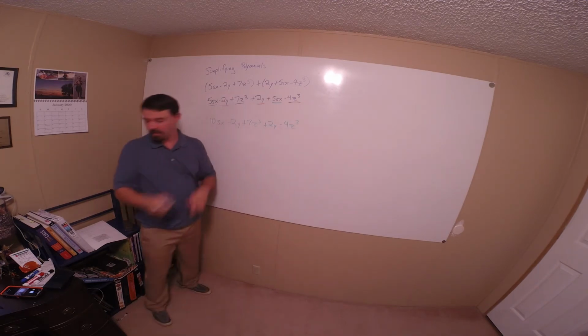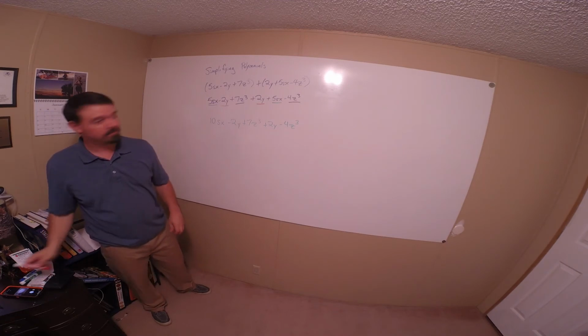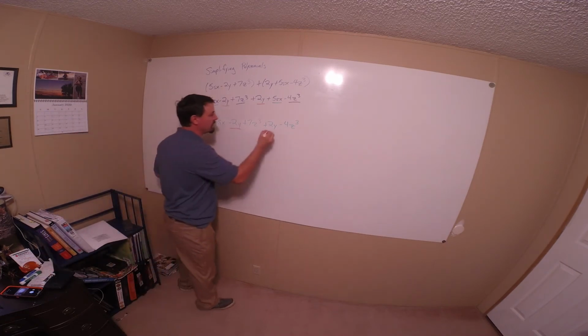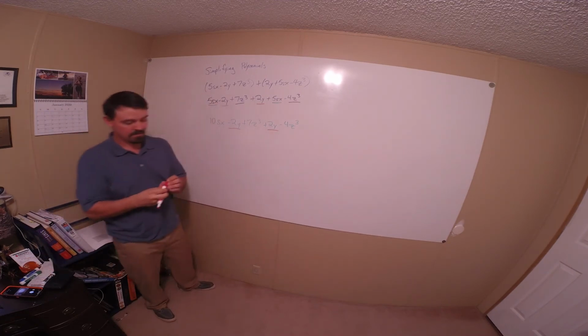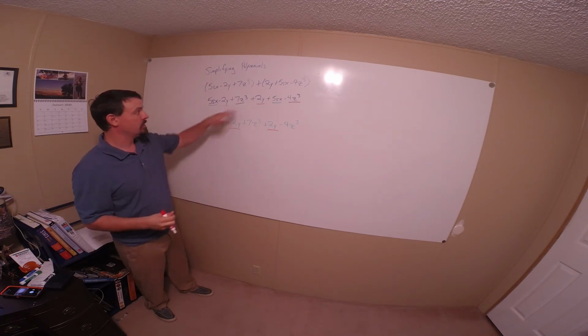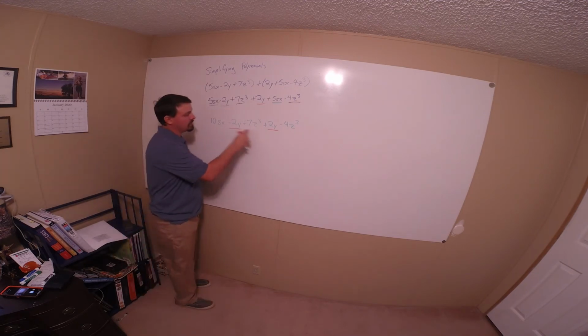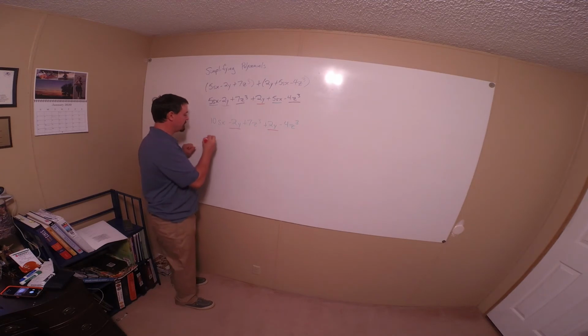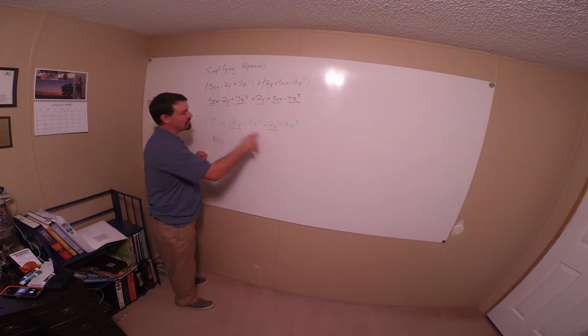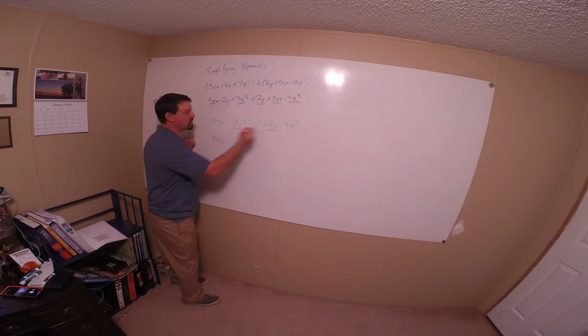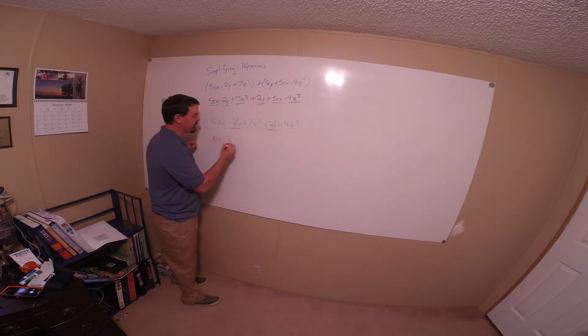Now, we've completed the first step. Now, let's combine these like we said we were going to in this step. So, negative 2y plus 2y. 10sx, we're going to leave it alone. Negative 2 plus 2, that's a 0. So essentially, these two cancel out.